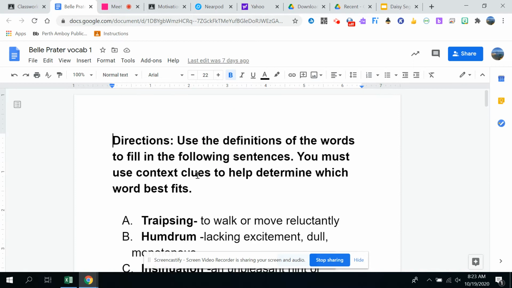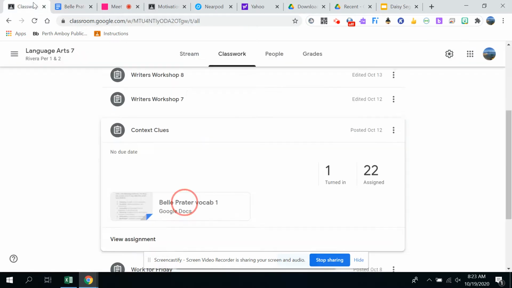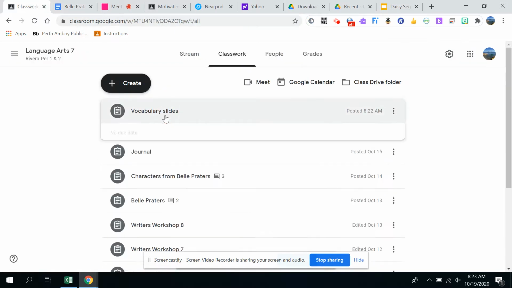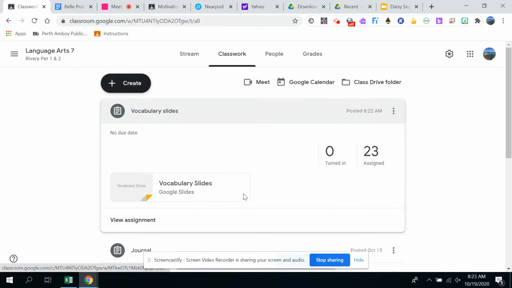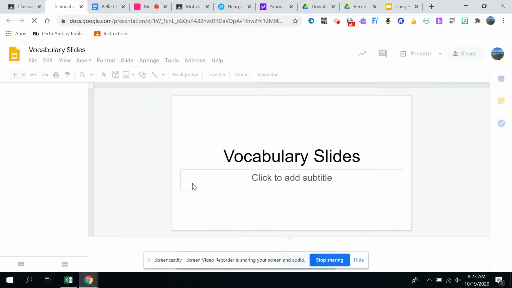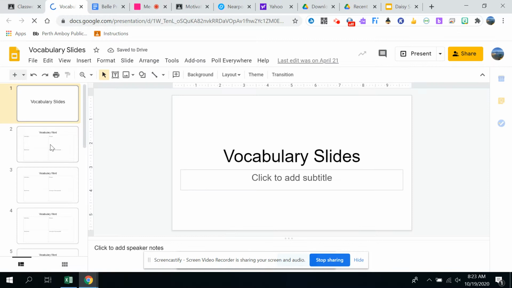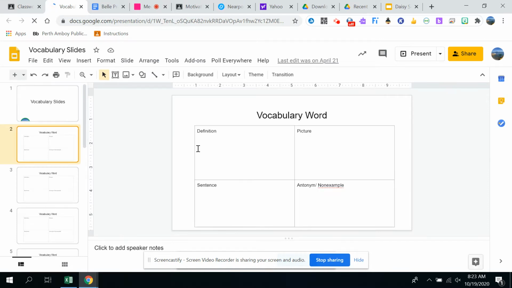What you're going to be doing in about 25 minutes is you're going to create slides. I gave you over here a template, which is basically blank. Right, so this is the blank template. And I give you one for each word, so you don't have to worry about making it yourself.